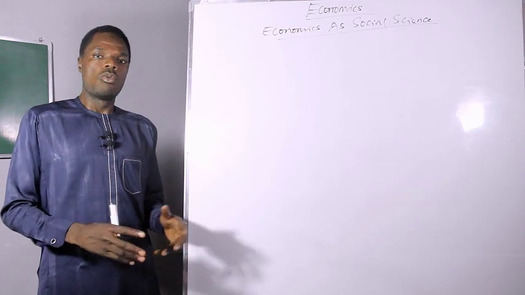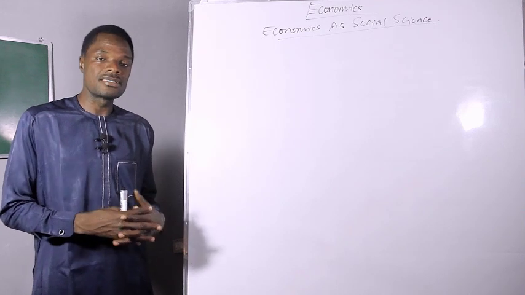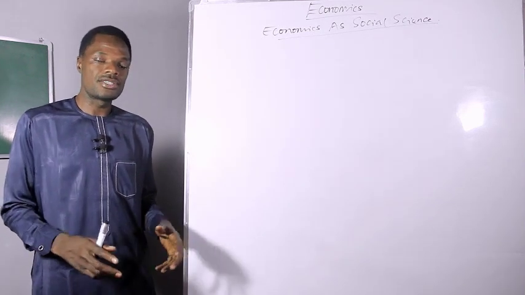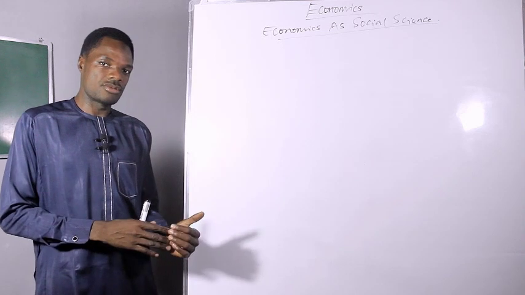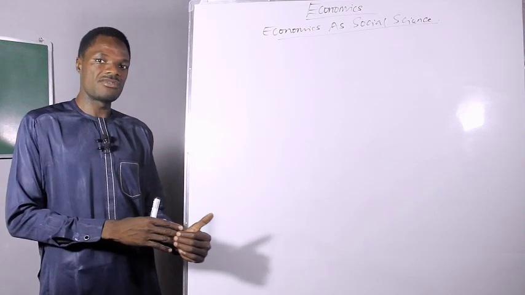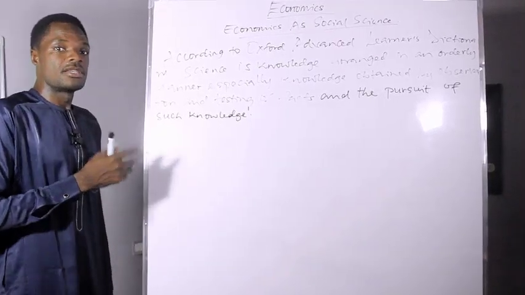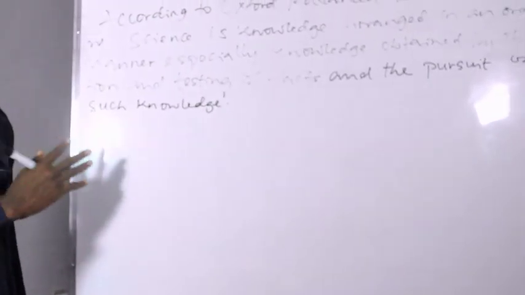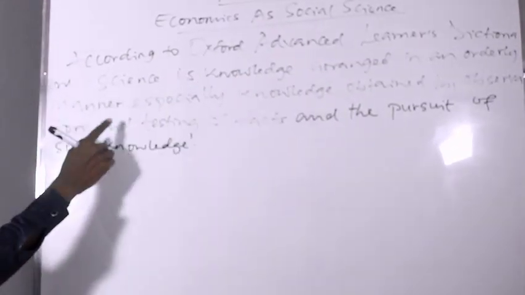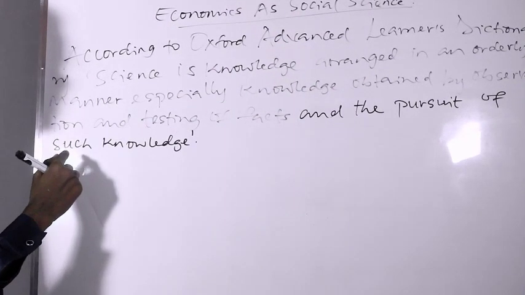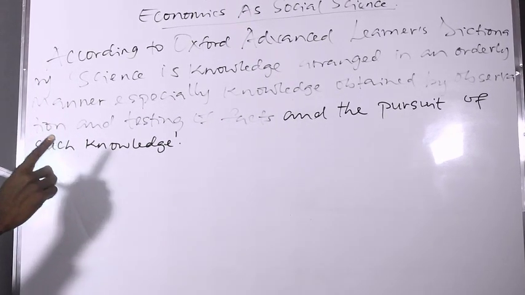But before then, what is science in the first place? According to the Oxford Advanced Learner's Dictionary, science is defined as knowledge arranged in an orderly manner, especially knowledge gained from observation and testing of facts and the pursuit of such facts. Now, as you can see, this is the definition of science according to the Oxford Advanced Learner's Dictionary. It says that science is knowledge arranged in an orderly manner, especially knowledge obtained by observation and testing of facts and the pursuit of such facts, and the pursuit of such knowledge.